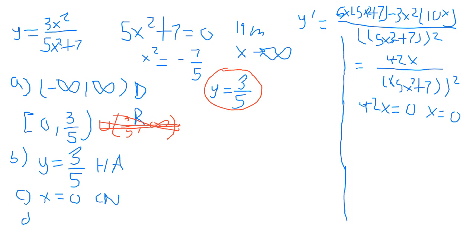And then next, D. For D, we're told to find the intervals where the function increases and decreases. As we saw before, we've solved for x and we know that it's 0. So if we go towards the negative side, we'd have negative infinity comma 0. And if we go towards the right, we'd have 0 comma positive infinity. So these are our intervals. I'm just going to put a D for decreasing. So for decreasing, we would have negative infinity to 0.